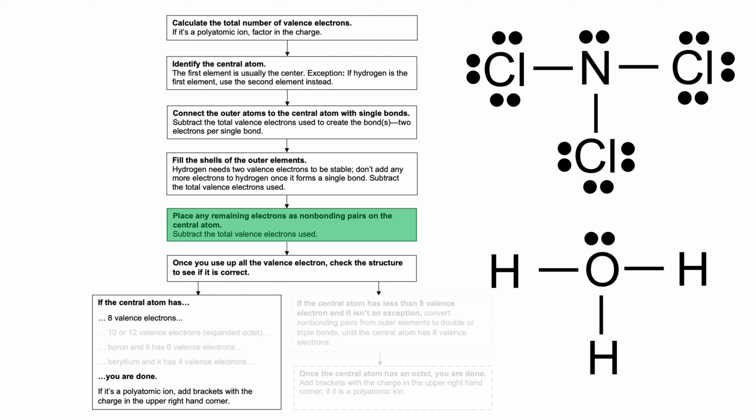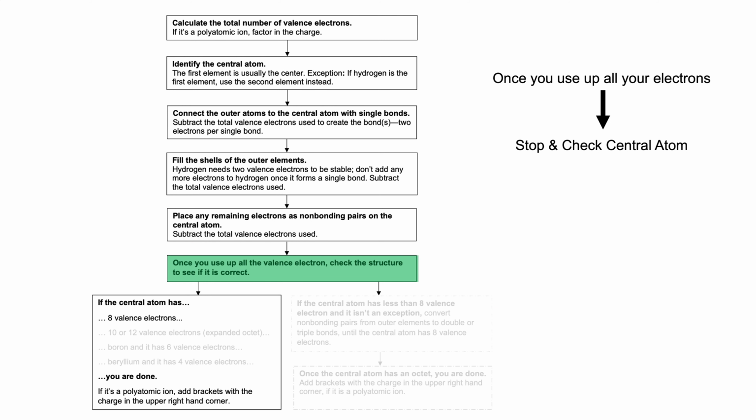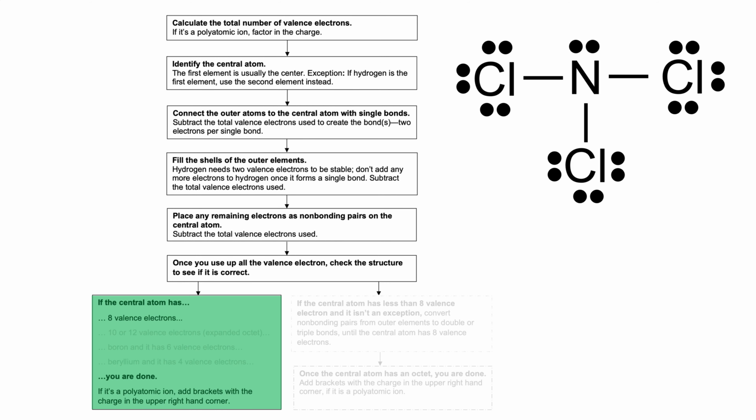on that central atom. Your last step is once you have 0 electrons left over in your inventory, you need to stop and check that central atom. You want to make sure that it has an octet. So for example, in NCl3 nitrogen trichloride, that nitrogen has 2, 4, 6, 8 valence electrons. It's following the octet rule. I know that I can stop. I don't need to do anything else to the structure.